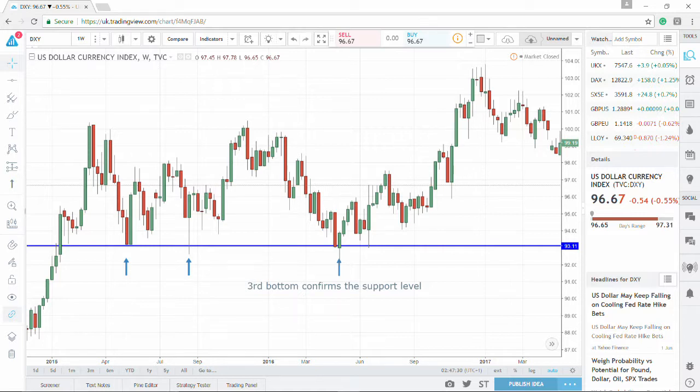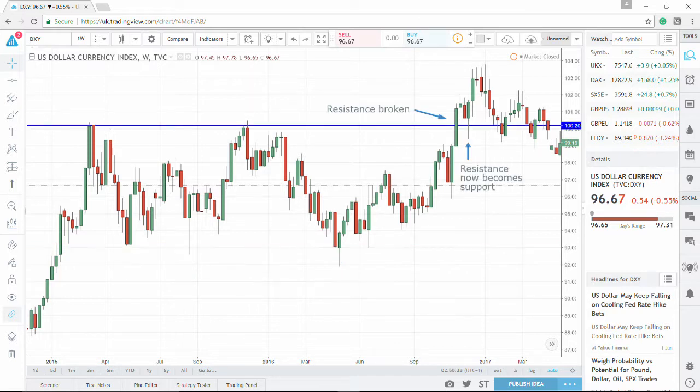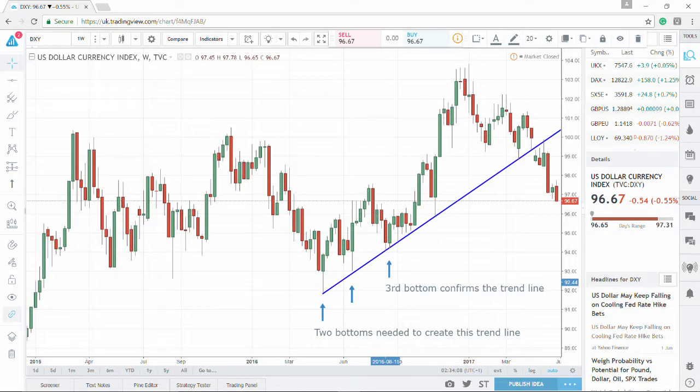It is prudent to assume that a support or resistance level will hold. However, when a level of resistance is broken, that level sometimes becomes a level of support and vice versa. This is useful when trading breakouts. I will explain this in my next video. Trend lines work in the same way as support and resistance levels, but instead of horizontal lines, we use diagonal lines. But the same principles apply.